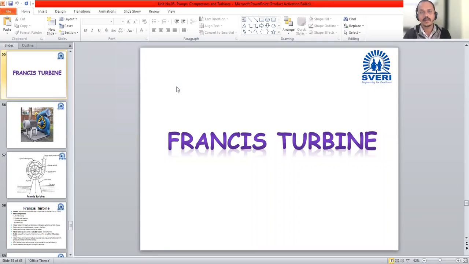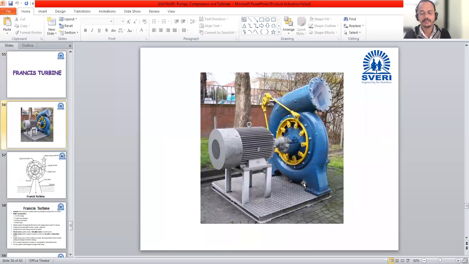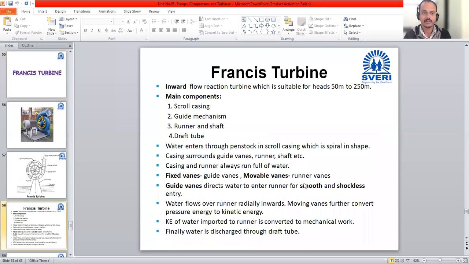Pelton wheel turbine is called as impulse turbine, and flow towards the turbine is tangential flow. In Francis turbine, the turbine is called as reaction turbine because pressure energy is available at the turbine, and this turbine is called as mixed flow turbine. It means water enters radially to the turbine and leaves axially. Okay, so this one is the Francis turbine. Francis turbines are used mainly when the head is medium and for large discharge.